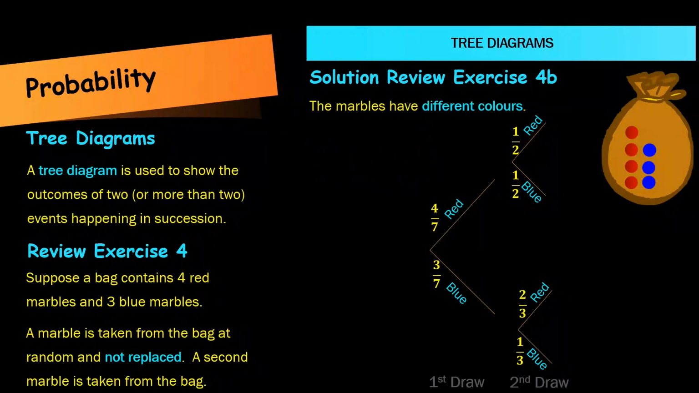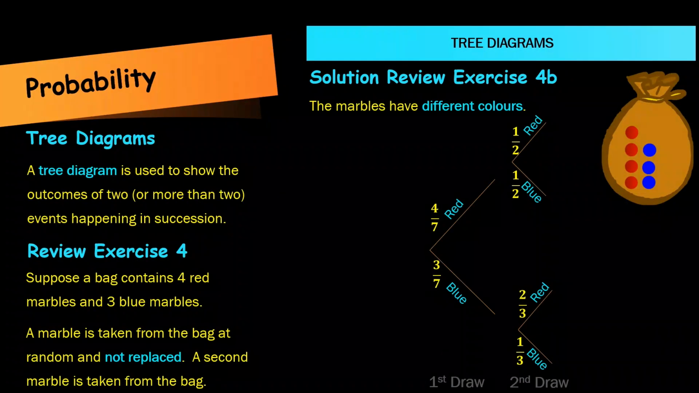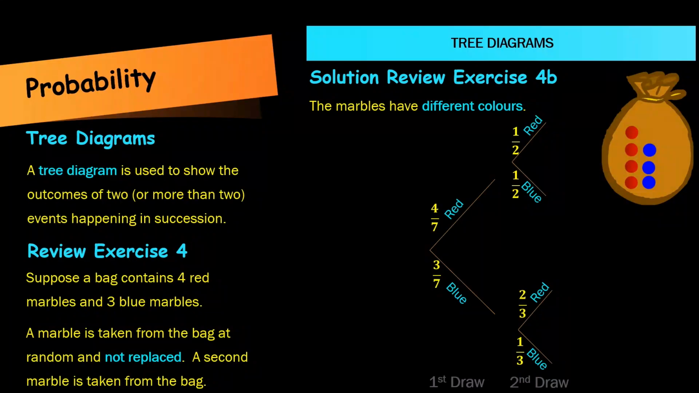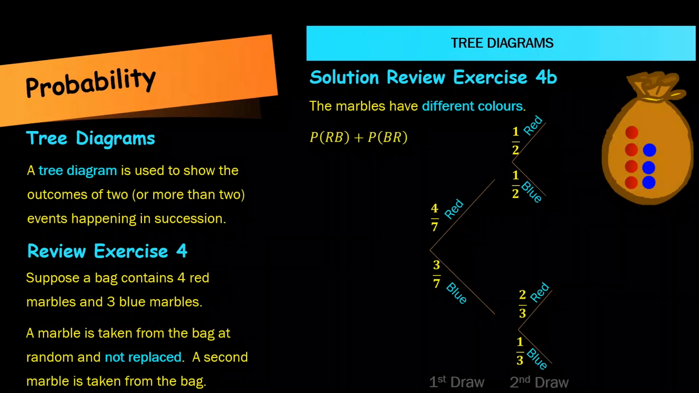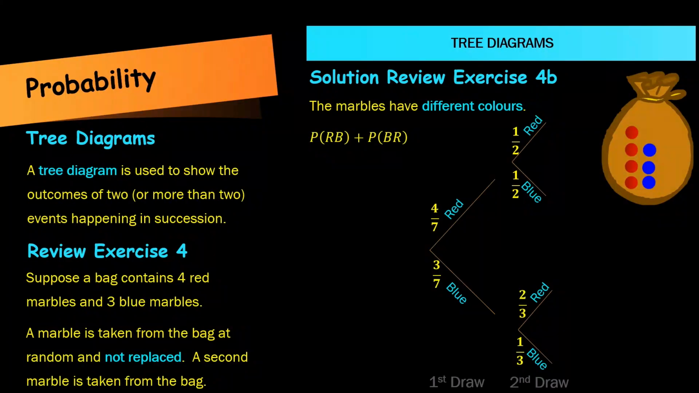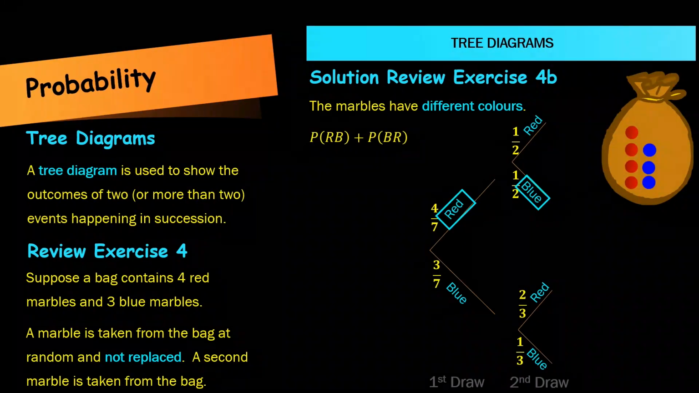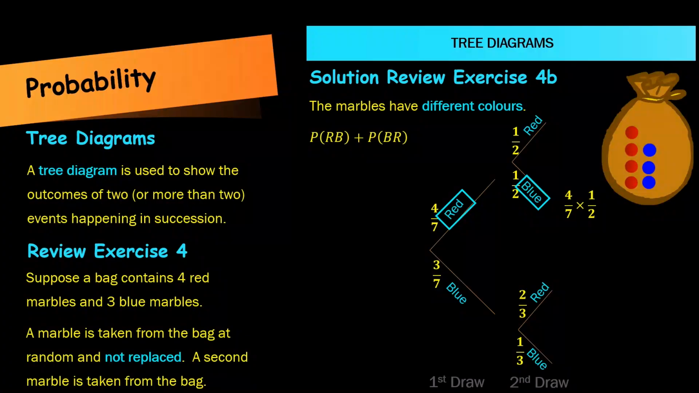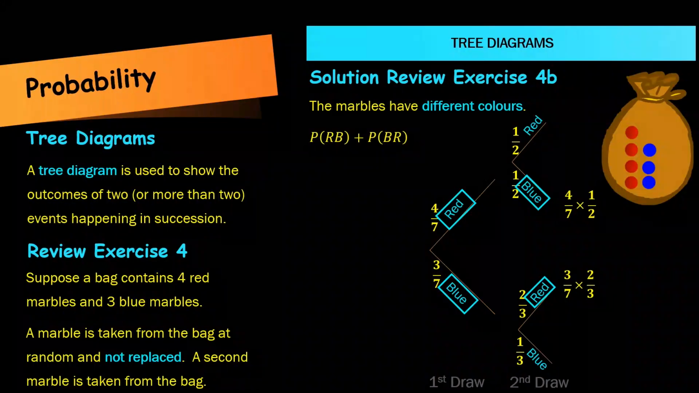And now for part B. Find the probability that the marbles have different colours. So how can this take place? We can either go red-blue or blue-red. So either this route, which is 4/7 times a half, or this route, which is 3/7 times 2/3.